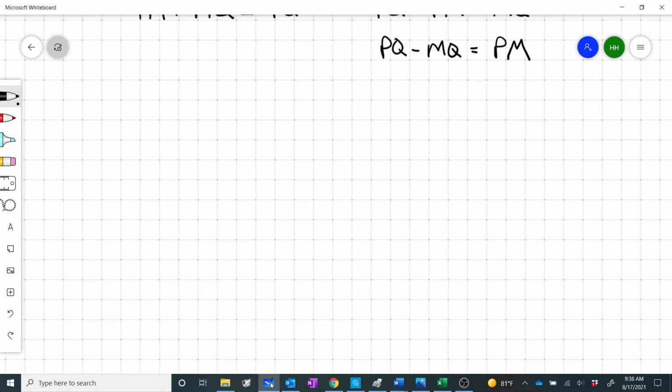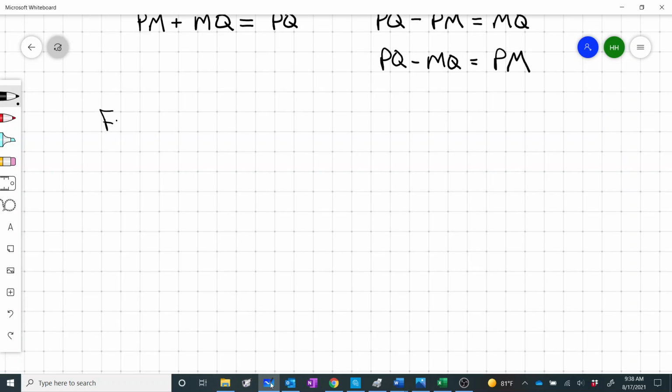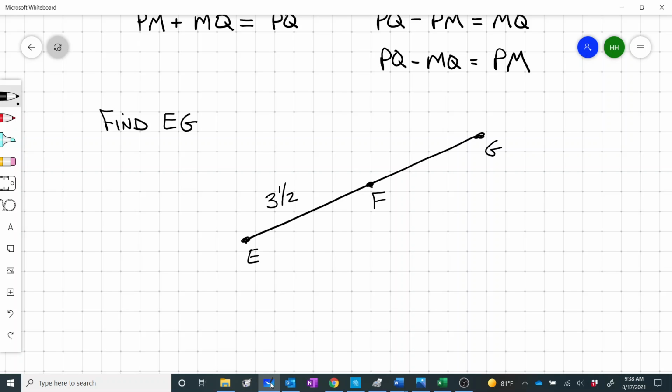Alright, so if you're asked to find EG, when you're asked to find EG in geometry, that means find the distance from E to G. And if you're given a picture that looks like this, EFG, and E to F is 3.5, and F to G is 4 3/4, well, wouldn't E to G be the sum of 3.5 and 4 3/4? So EG would equal 3.5 plus 4 3/4.